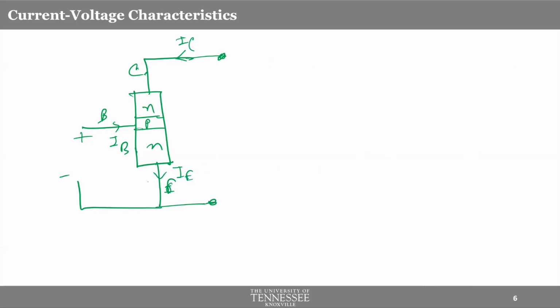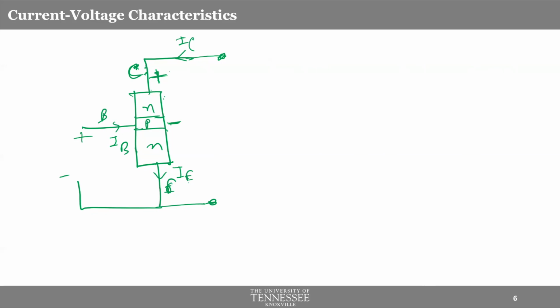Now what happens when you increase the collector emitter voltage further? I'm already applying a positive voltage here, and with respect to the collector, the base is negative. So essentially this collector base junction is reverse biased. And remember, that was the purpose in the forward active mode. We have talked about it many times. The collector base junction was supposed to be reverse biased.